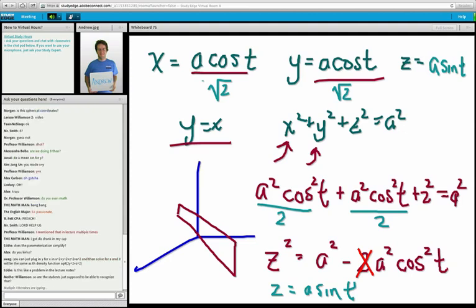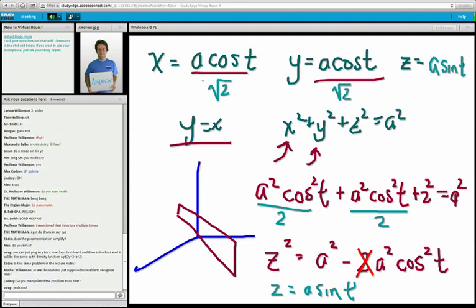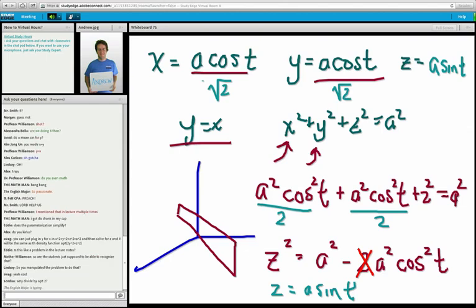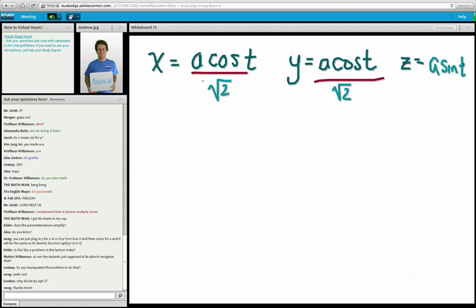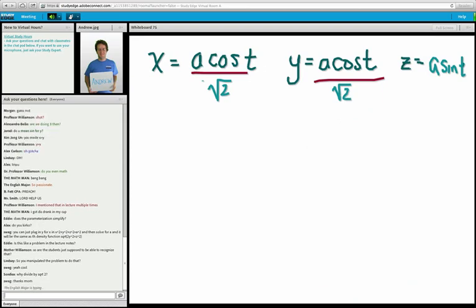Okay, Professor Williamson asks a question: are the students just supposed to be able to recognize that? Let me put it this way. Someone asked on the wall, and I answered by saying, think about what y equals x in the plane and the sphere x squared plus y squared plus z squared equals a squared look like. We're talking about a plane and a sphere.